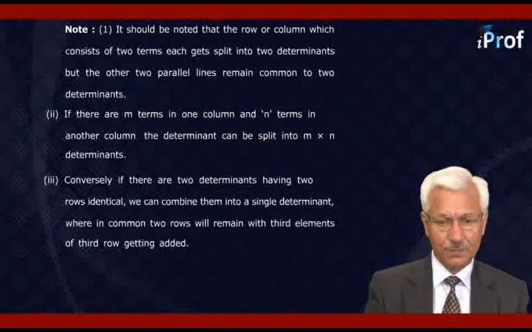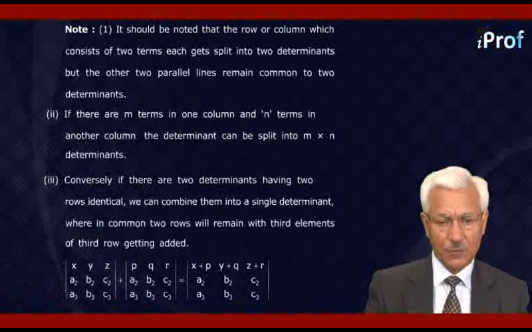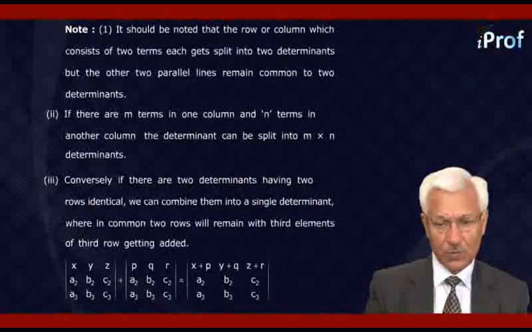For example, the determinant consisting of x, y, z in the first row, a2, b2, c2 in the second row, a3, b3, c3 in the third row, plus the determinant with p, q, r in the first row, a2, b2, c2 in the second row, a3, b3, c3 in the third row, is equal to the determinant with x plus p, y plus q, z plus r in the first row, a2, b2, c2 in the second row, a3, b3, c3 in the third row.